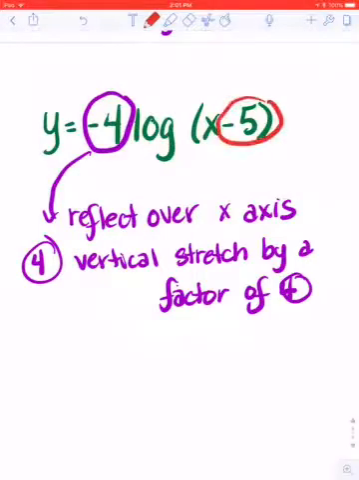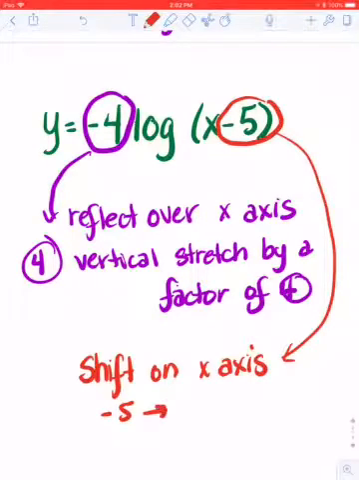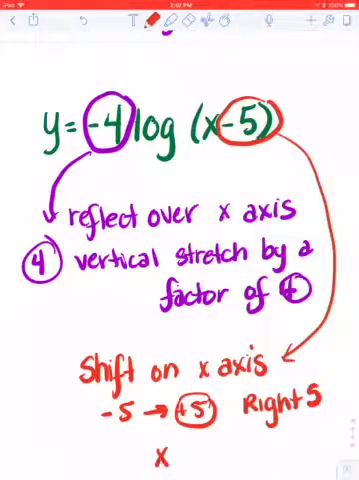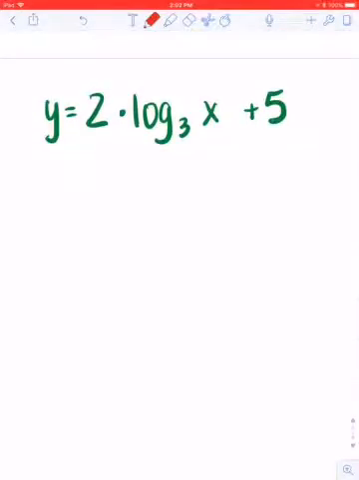Okay, then this piece that's here, that is going to be a shift on the x-axis. And remember, it's always opposite on the x-axis. So if it's -5, it's going to get shifted to +5, which means that it goes right 5. That also means whatever this is, when you go to write your asymptote, that's what that is. So your asymptote on this one is going to be at x equals 5. Okay, let's take a look at another one.